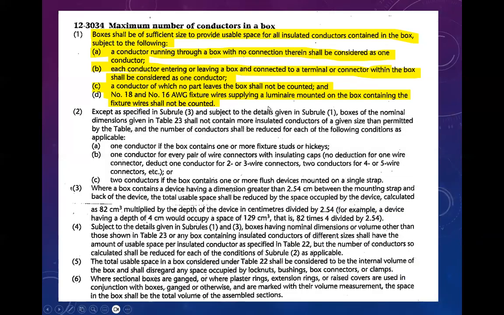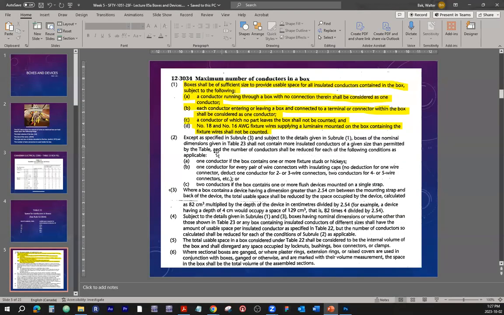So here's the second statement. What's not counted? The wire that no part of leaves the box is not counted. And usually there are 18 or 16 gauge fixture wires supplying the luminaire, the light fixture mounted on the box. So these are the wires that are not counted. And there is so much more here that we're not going to cover, because I don't want you to fall asleep. I almost fell asleep saying that. All right. Wow.